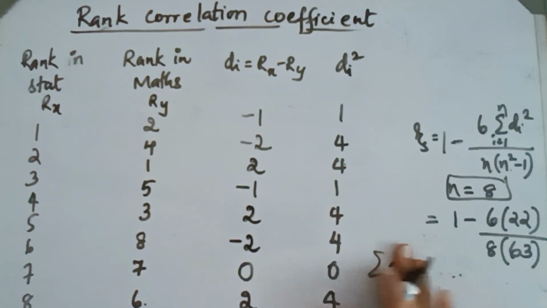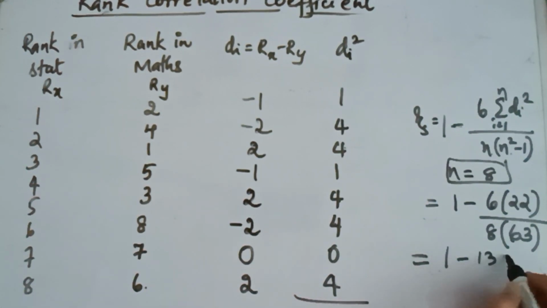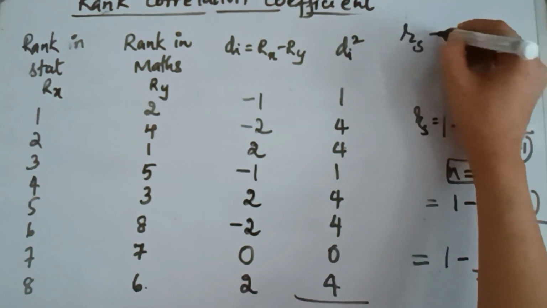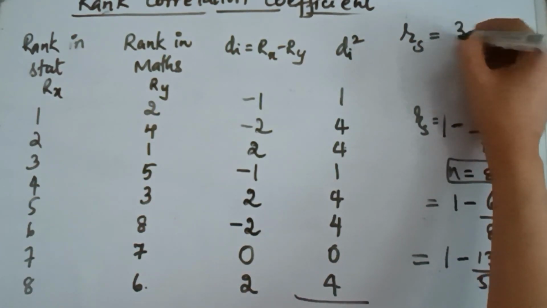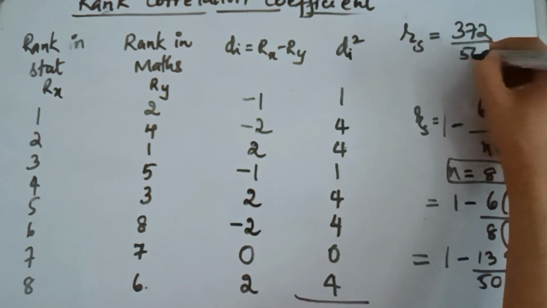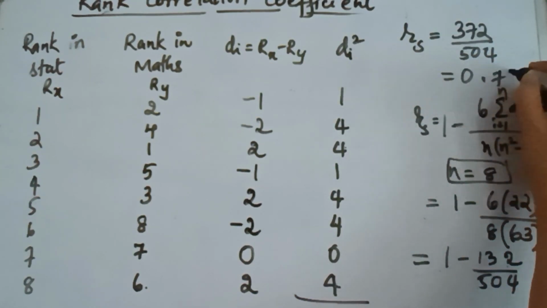Now I have to simplify all this. This is equal to 1 minus 132 divided by 504. So when you simplify this, I'll write here rs is equal to, you can check, the final answer would be 372 divided by 504, which is equal to 0.74.